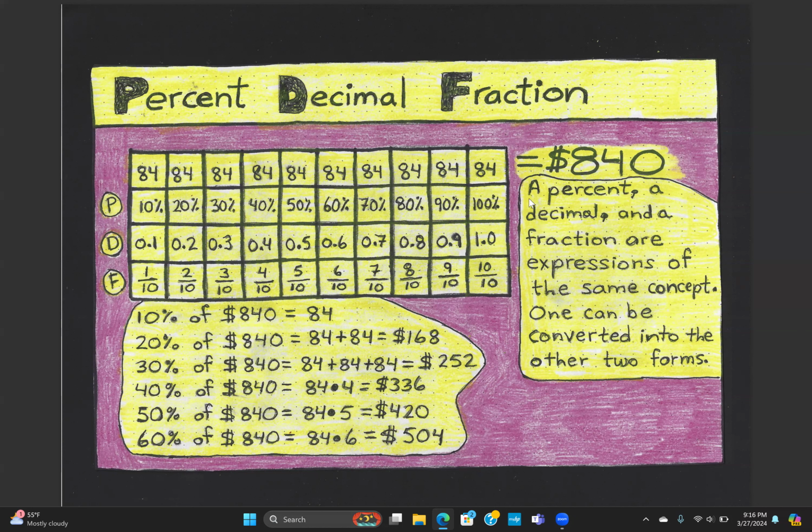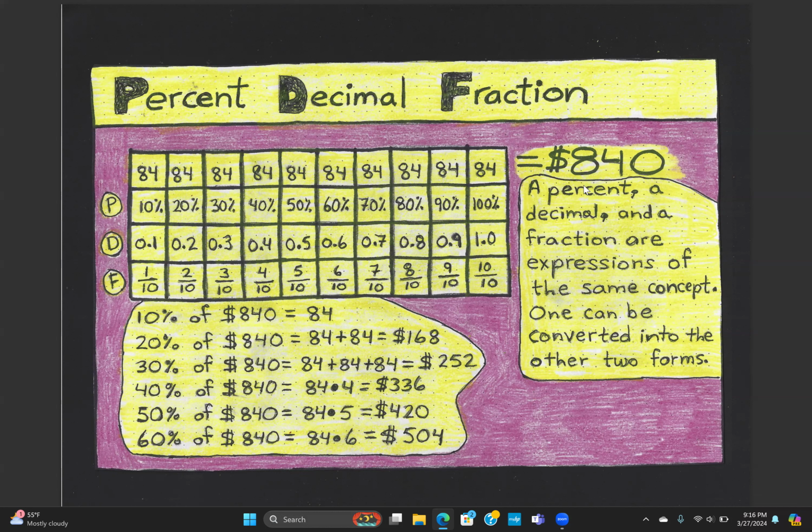A percent, a decimal, and a fraction are expressions of the same concept. One can be converted into the other two forms, and we're going to see that in the case of 840 as we divide that number into 10 parts. And when we do that, we just get 84 plus 84 plus 84 plus 84 all the way until we get 10 84s, because 84 times 10 will give us our magic number of 840.